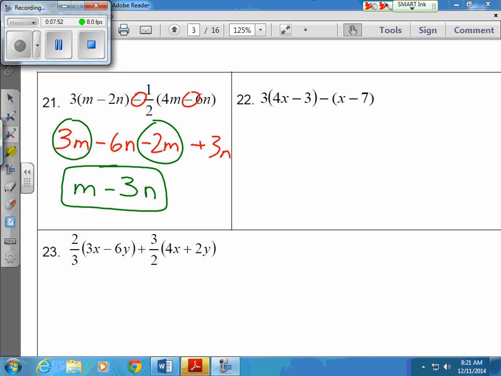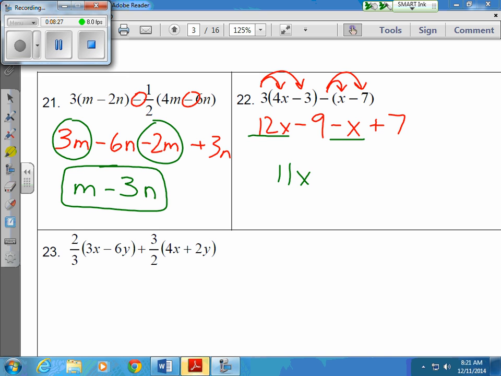Yeah, but what's the first step? What's the first step? 12x. Negative 9. Minus 9. Now what do you do over here? Minus 1. Plus, not minus 1, negative x plus 7. Then your x terms, minus 2. Yeah.